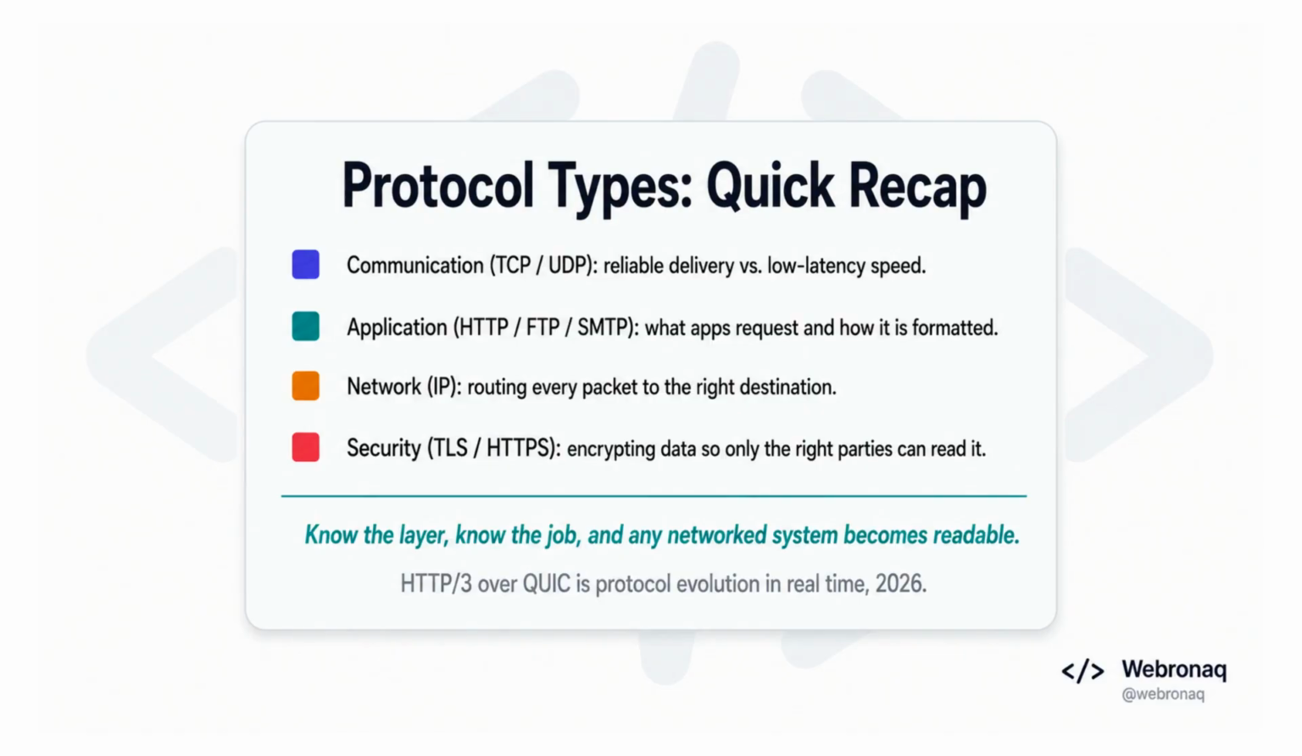The HTTP/2 versus HTTP/3 story we followed through this video is a perfect example of all 4 categories interacting at once, playing out in real production traffic right now. Once you understand what layer a protocol lives on and what job it does, any networked system becomes far less mysterious.